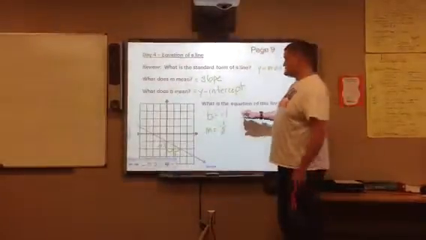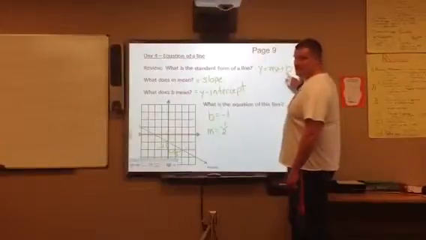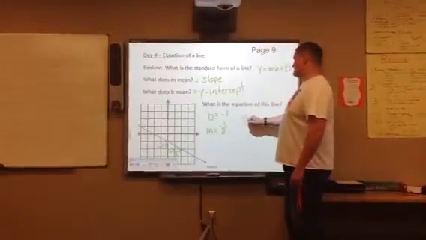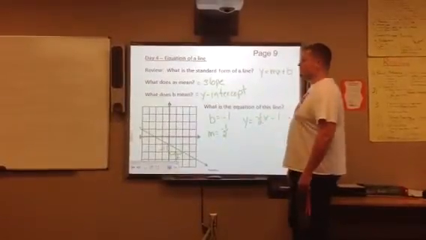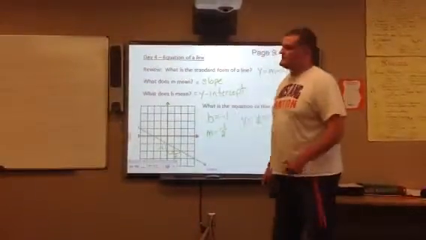So when we go to write the equation, we replace m and b in our original, and we'll get y equals -1/2 x minus 1. So that'd be the equation for that graph.